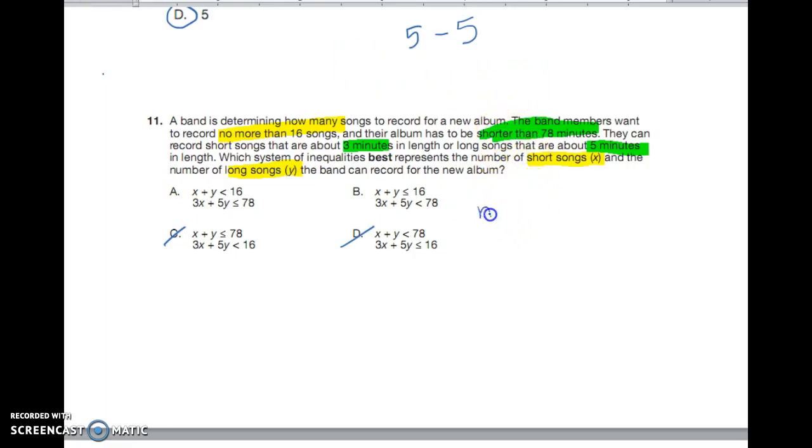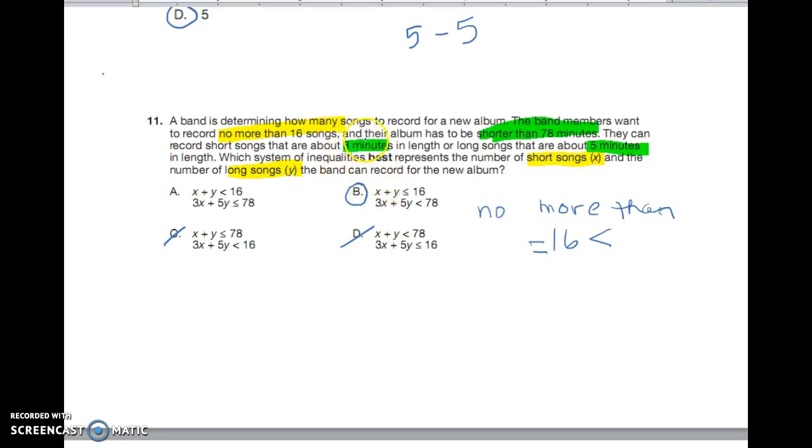So no more than has to do with equality. Okay, so no more than means 16 or less. So it could be equal to 16, but it could also be less than 16. That alone tells me that B is the correct answer.